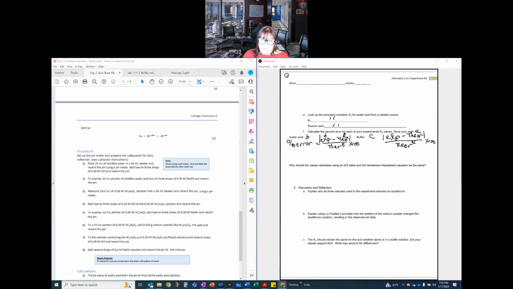In the discussion and reflection, I want you to explain why all three samples used in this experiment reached an equilibrium. What does it mean to reach equilibrium? That means that over time I can make the same measurement and get the same number. So when we do this actually in the lab, we take a measurement and then we wait 5 minutes, we take another measurement. Since you only have one value, that implies that it did not change. Okay, so we know that they're at equilibrium because that equilibrium concentration didn't change.